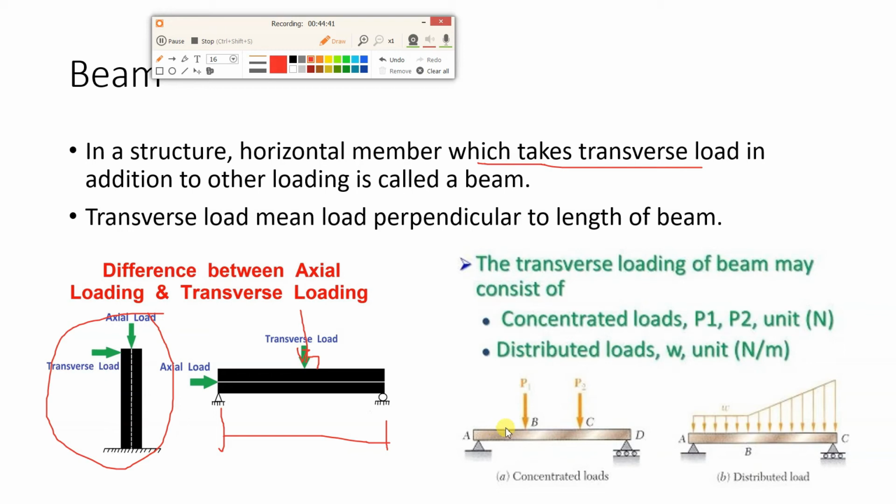Now here you can see an example of transverse loading. This is a beam AD, and here you can see a second beam AC. Now if you see the first example, here there are concentrated loads. What do you mean by concentrated load? At point B only this P1 load is acting, and at point C only P2 load is acting. That is called concentrated load.